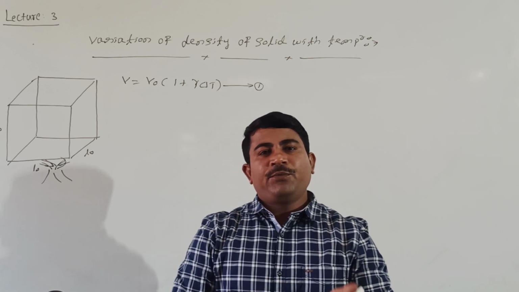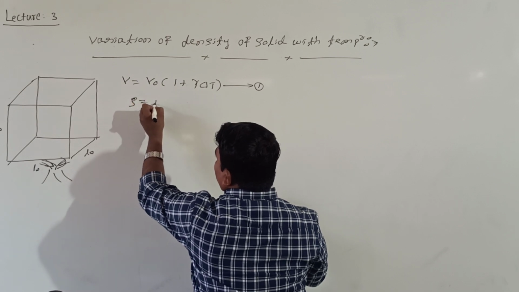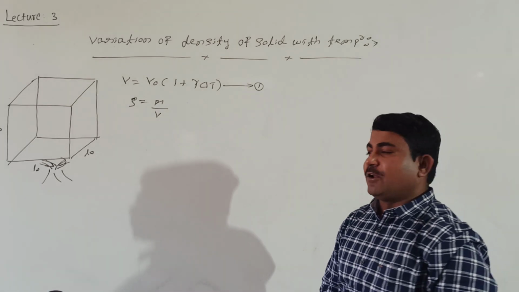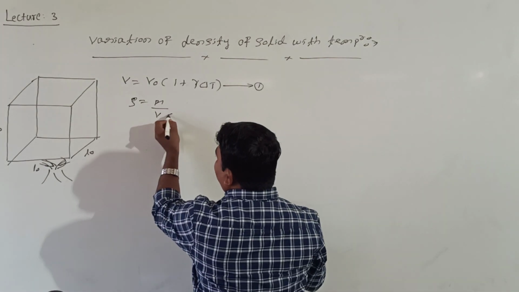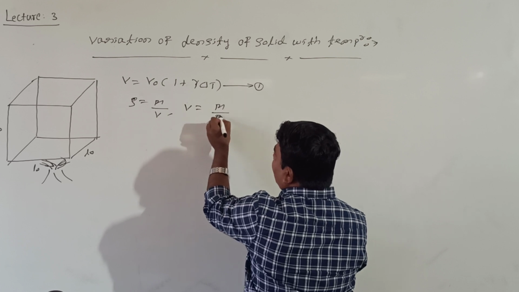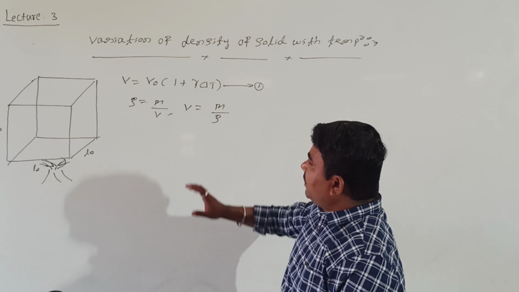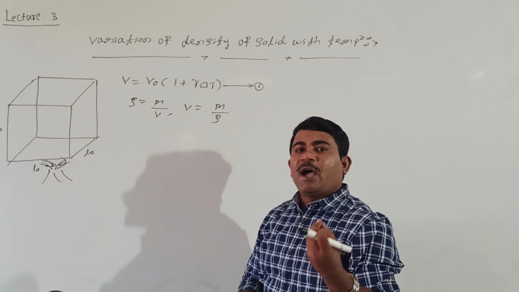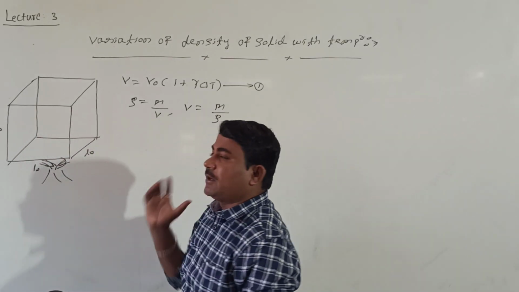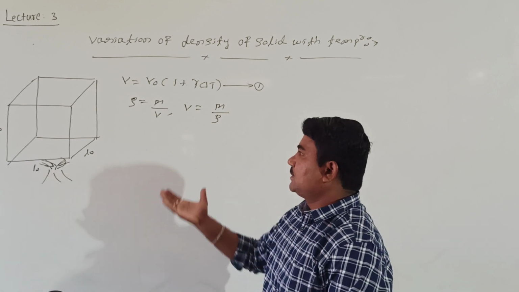But we know the density formula. Density is equal to mass divided by volume. Then what is volume from this? Volume is equal to mass divided by density. Here mass always remains the same. Temperature changes from initial to final temperature, I mean from T0 to T. Remember this point.